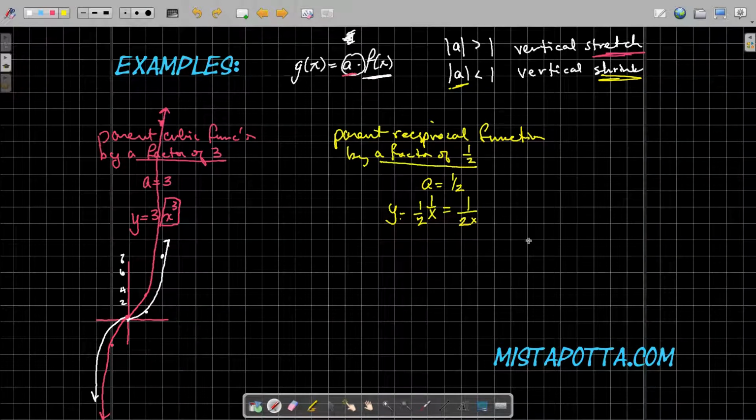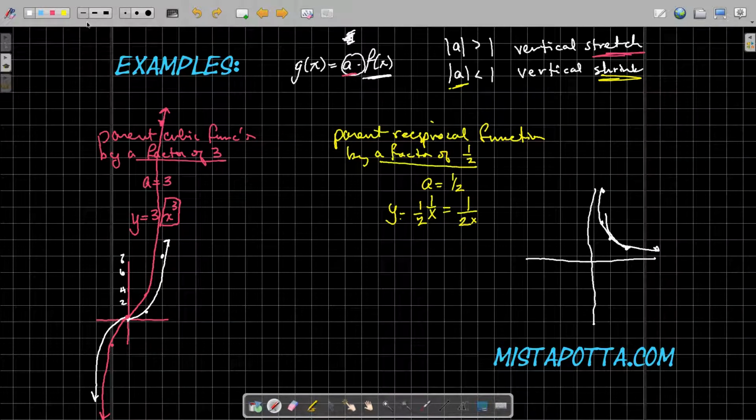And so what happens when I look at my original function? Remember my original function: when x is 1, y is 1. When x is 2, y is going to be 1/2. When x is 1/2, y is going to be 2. So I actually have a graph that looks kind of like this.